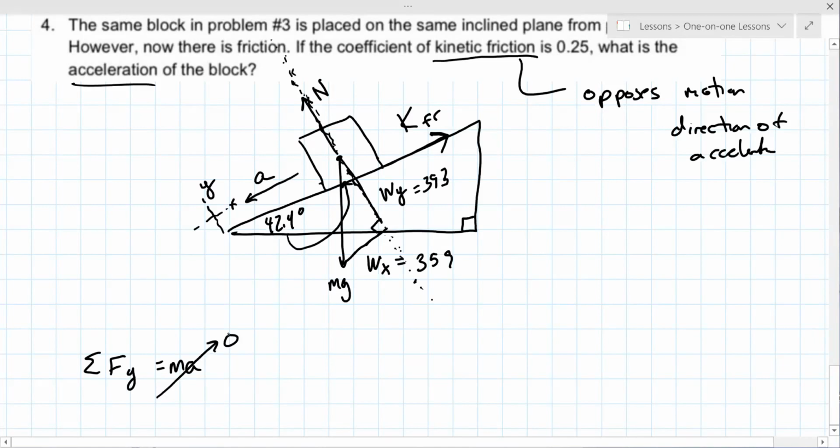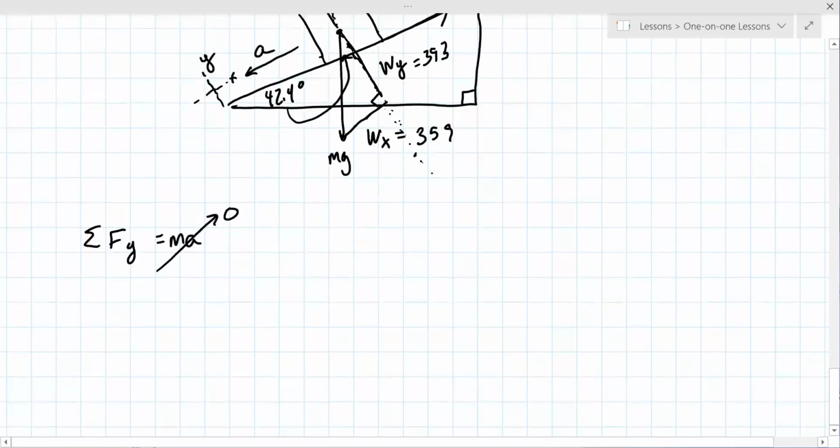Okay, now let's look at all the forces that are vertical, meaning along that dotted line. There's normal force and there's weight in the y direction. Do you see anything else? Not at the moment. So that's it. Those equal 0. So the normal force equals weight in the y direction, which is 393 newtons.